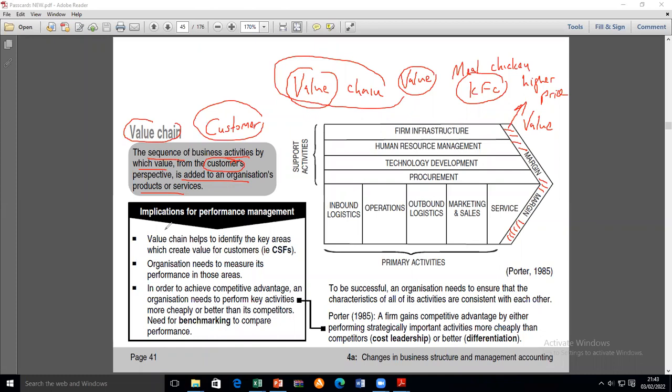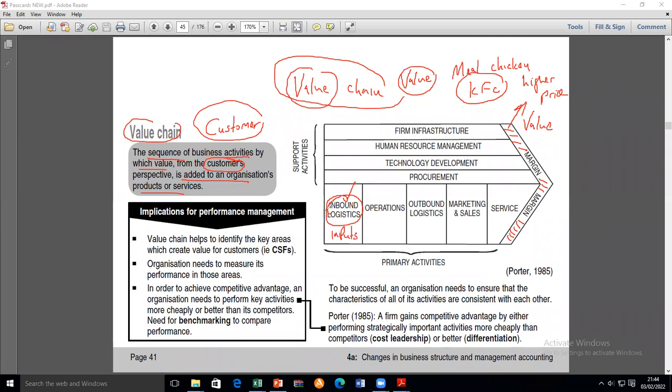Let's go. The value chain is here. In every organization, for you to create value, there's going to be inbound logistics. The inbound logistics refers to the activity which is responsible for bringing together all the inputs. So all the inputs to the process must be in place.